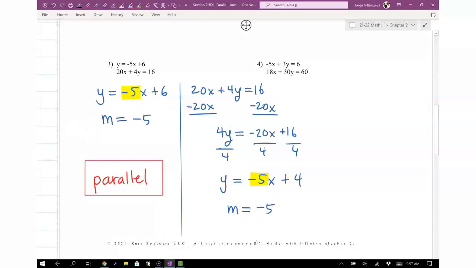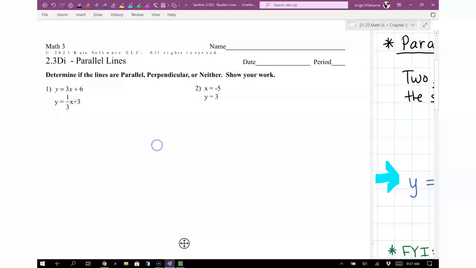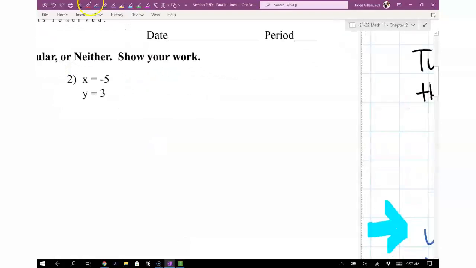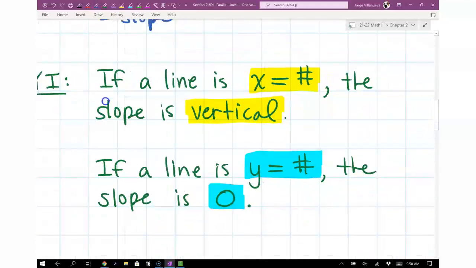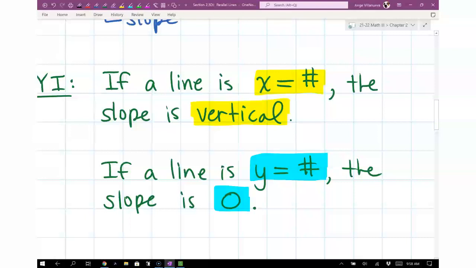Now, just a real quick peek. Let's look at question number 2. They gave me two problems. X equals negative 5. Y equals 3. So I gave you guys a FYI for this. What is my slope for x equal to negative 5? It's not negative 5. Look at the little FYI note that I gave you guys. If a line is x equal to a number, the slope is vertical.